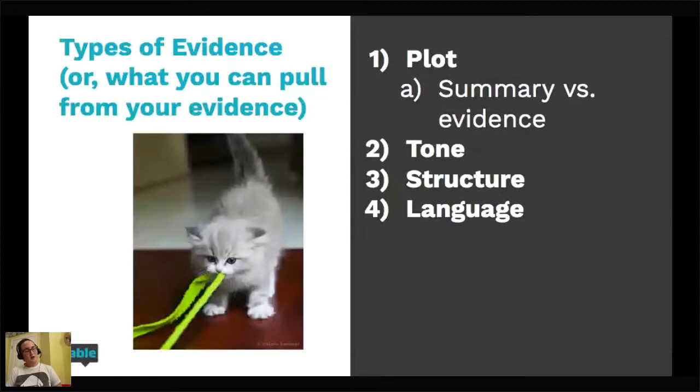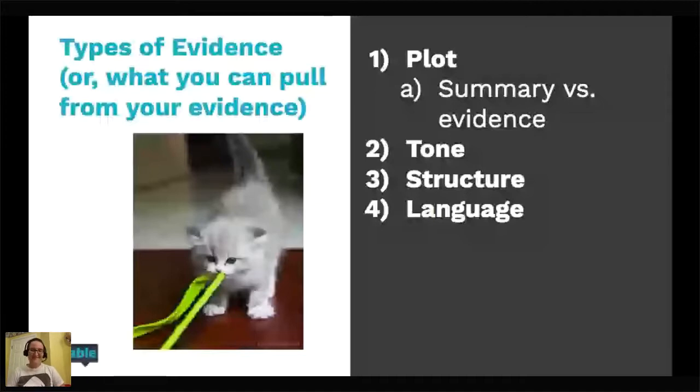Plot summary is not great, but plot sometimes answers a question, so I'll go into that in just a second. Then there's structural evidence that points back to tone or meaning, and language that points back to tone or meaning. So I'll go to those in just a second.